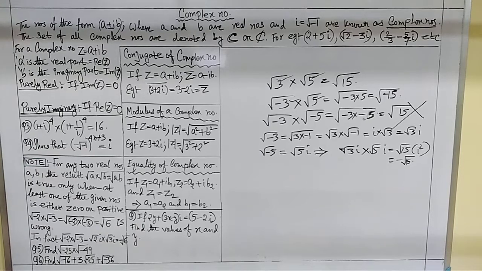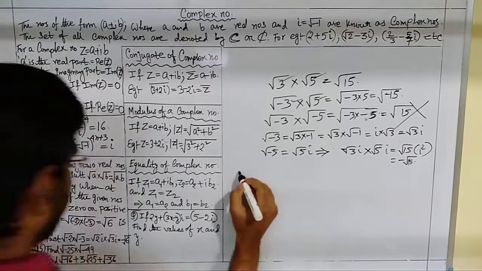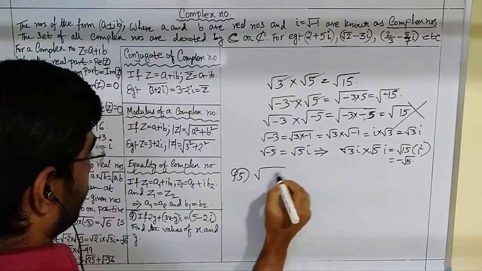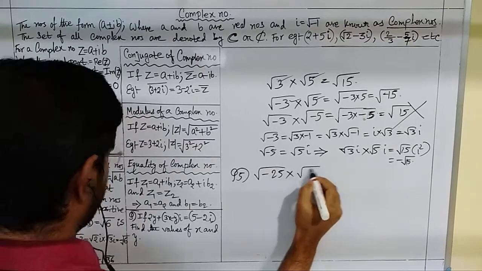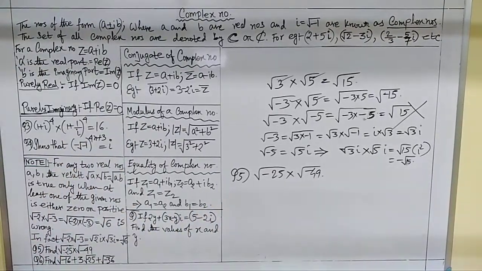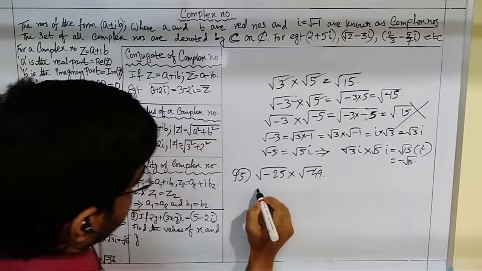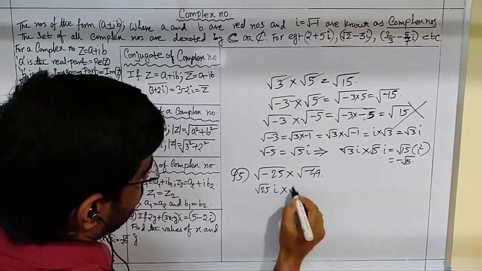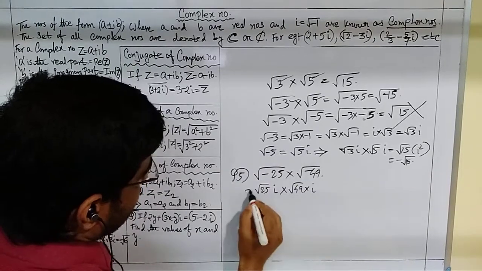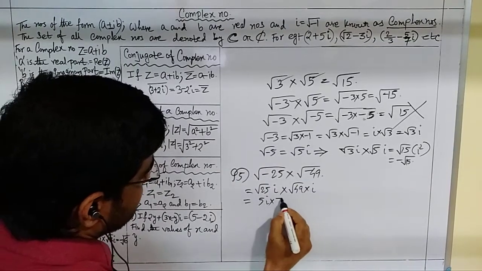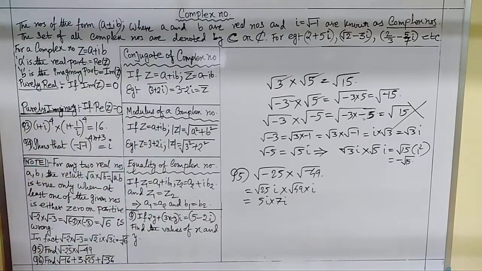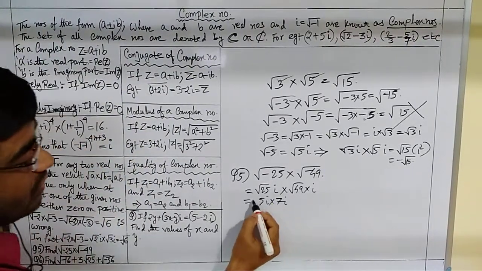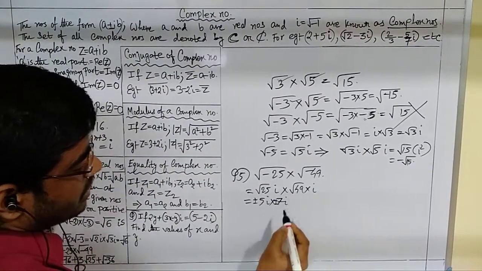Students, please understand this part well. Next, in question number 5, we have to find root over of minus 25 into root over of minus 49. Again, we are going to do this as root 25 into I into root 49 into I. So it becomes 5I into 7I. Or you can take, since it is root over of 25, plus minus 5I into plus minus 7I.